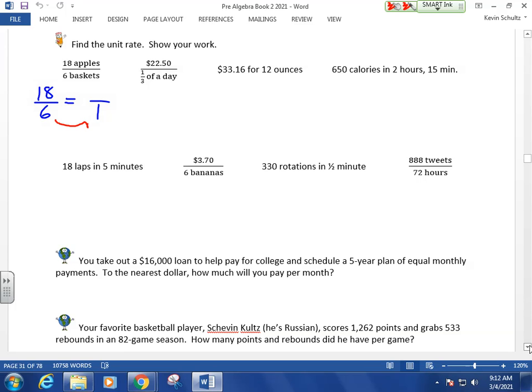So you could show the scale factor, divide by 6 here, divide by 6 here, and that gets you the answer of 3, okay? Or you could just say, well, I'm dividing the fraction, 18 divided by 6 equals 3. That works also, right? But just showing me how you are getting to that unit rate of 3 apples per 1 basket. This one here, 2250 in a third of a day. We've got a fraction denominator, so how are we going to get the unit rate?